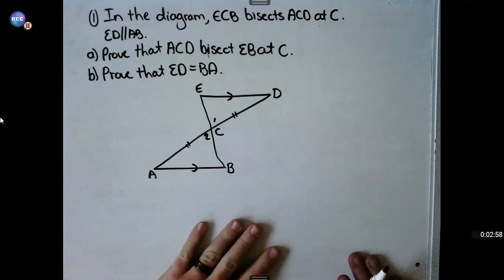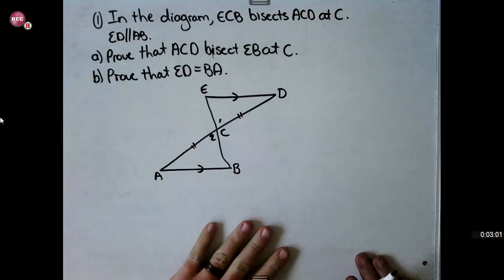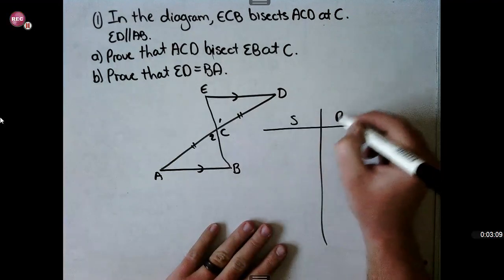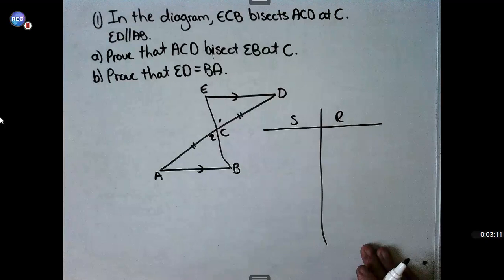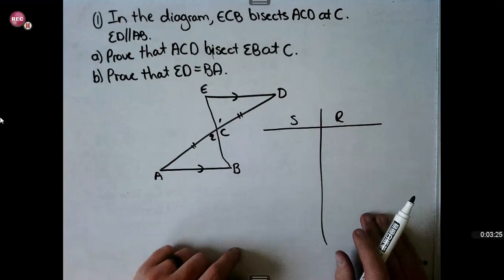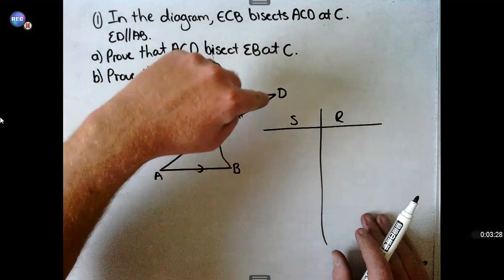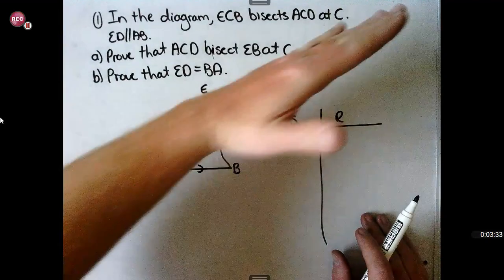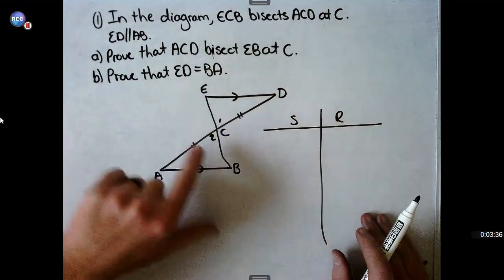Remember, doesn't matter what happens when you're working with these shapes, you always do statement reason. So I'm going to do statement reason on the right here, S and R. Obviously, you write out statement reason accordingly. So if you look at that first question, they ask you to prove that ACD bisects EB at C. So ACD cuts. They're basically asking, prove that this line cuts line EB at C.